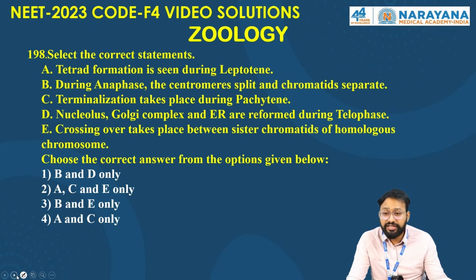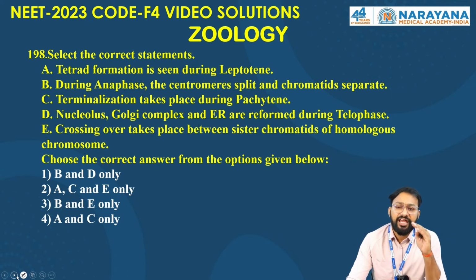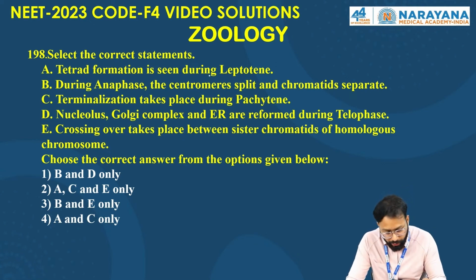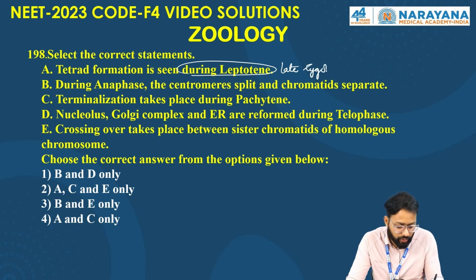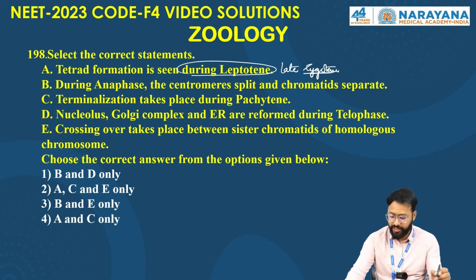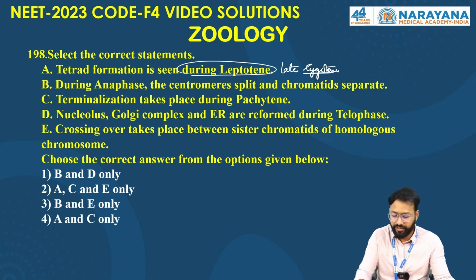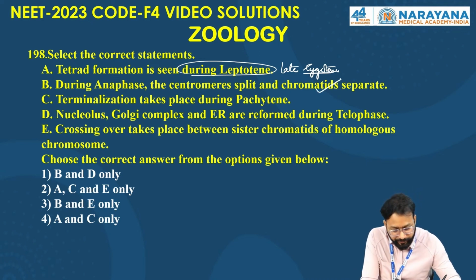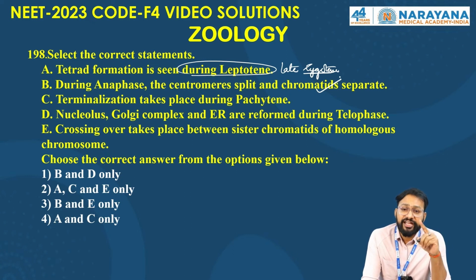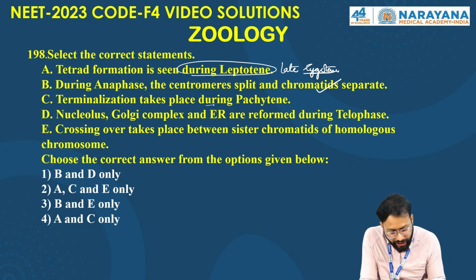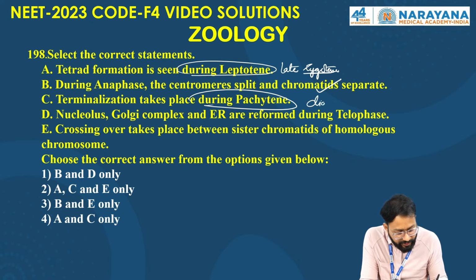Next, question number 198. It is again related to cell division. Select the correct statements. A. Tetrad formation is seen during leptotene? No, not during leptotene, but late zygotene stage. Next, during anaphase, the centromeres split and the chromatids separate, which is correct. Terminalization takes place during pachytene? Not pachytene, rather diakinesis.